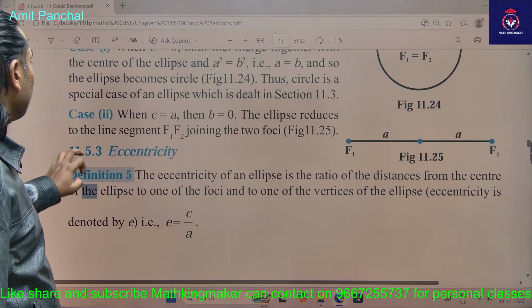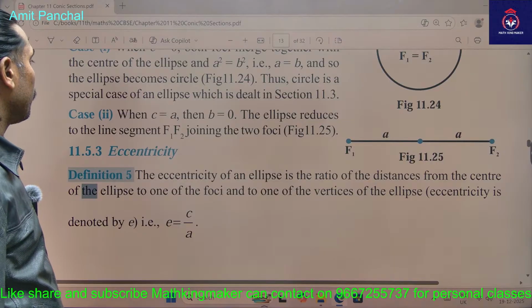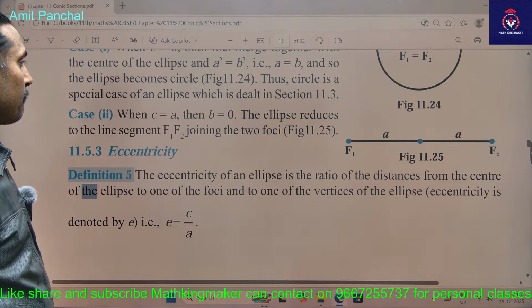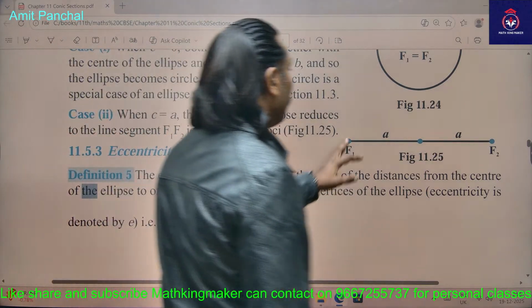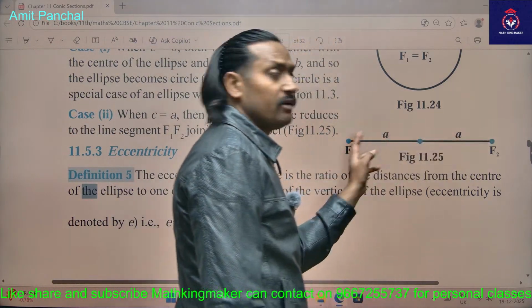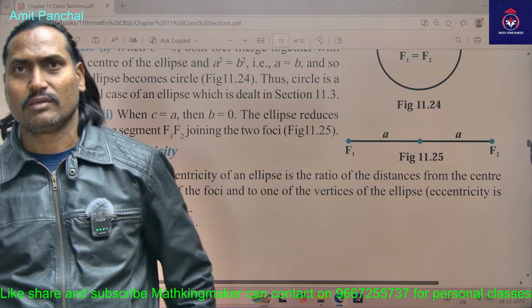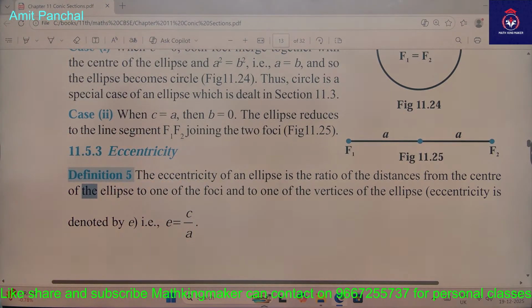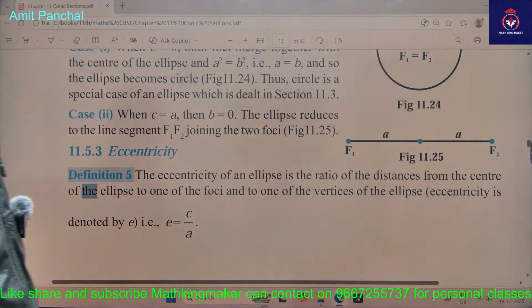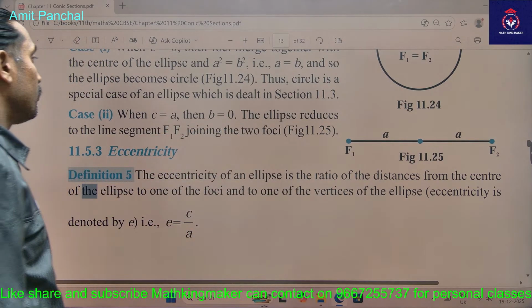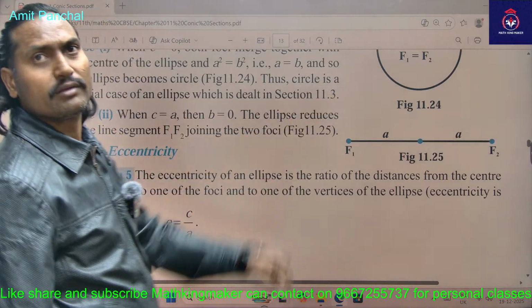Now, case 2 is when C equals A. That means the foci are at the endpoints of the major axis. Then what will happen? Then B will be 0. In that scenario, your ellipse will become a straight line.